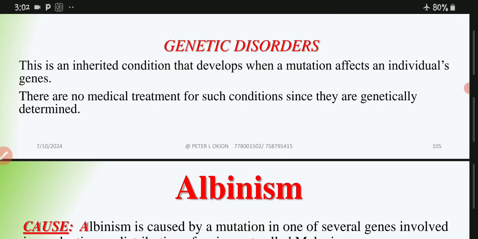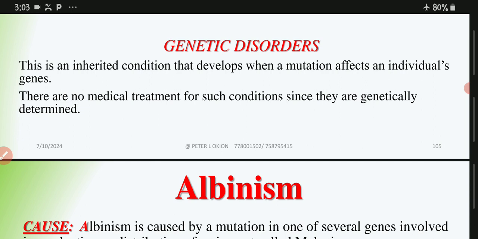And now in this lesson, we are going to look at genetic disorders. We are saying that this is an inherited condition that develops when a mutation affects an individual gene. These conditions are due to mutations which occur in the genes of an individual. We are saying that there is no medical treatment for such conditions since they are genetically determined.